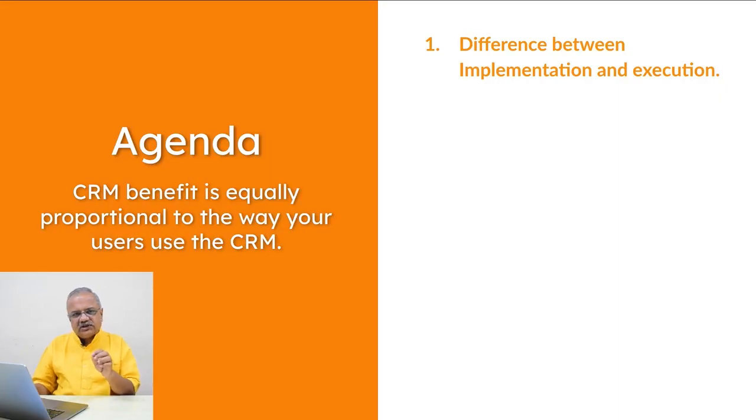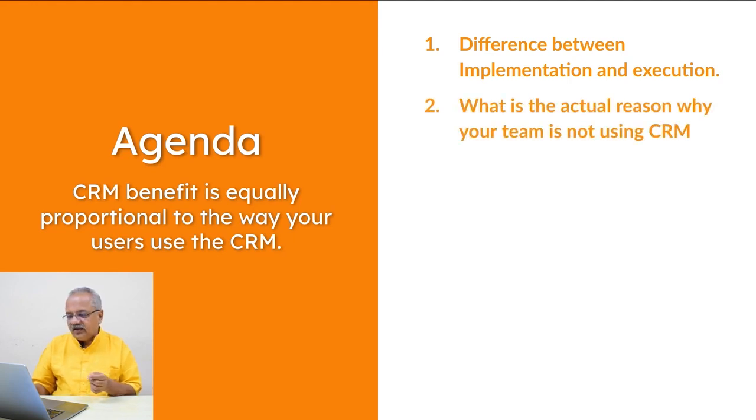Now let's look at the agenda, the things that will be discussed in this chapter. The benefit of CRM that will happen to your organization is directly proportional to how well your team members are using CRM. They should use CRM, this is the proper term, not merely using CRM for reporting or using it for data entry. Brother, this is not for data entry. This is for managing the entire process. First, we will see what is the difference between implementation and execution. It seems the same, but it is not. Then we'll try to understand the real reason for not using CRM. If there was one reason why the team doesn't use it, then what would that be?